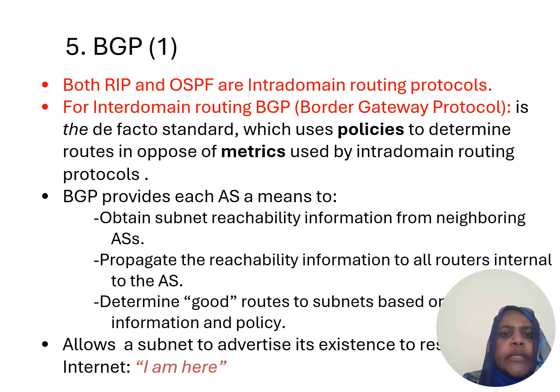For routing between autonomous systems, BGP is used, Border Gateway Protocol. It's the de facto standard, and it uses policies to determine routes, as opposed to metrics used by intra-domain routing protocols. BGP provides each autonomous system with the means to obtain network subnet reachability information from the neighbor ASs, propagate the reachability information to all internal routers in the AS, and determine good routes to subnets based on the information and policy. It allows a subnet to advertise its existence to the internet, saying, I'm here.